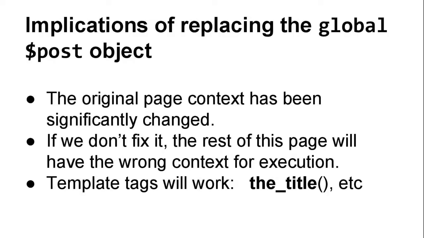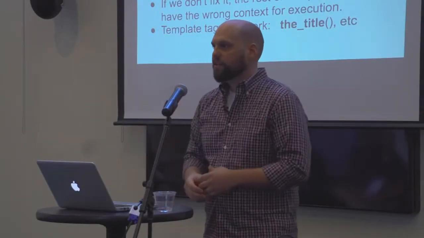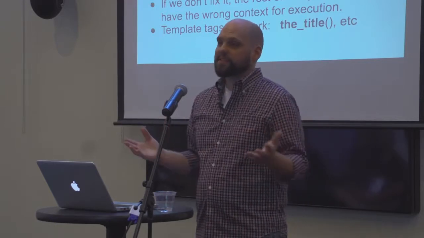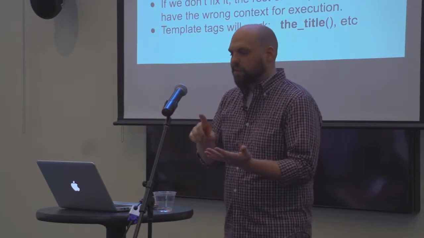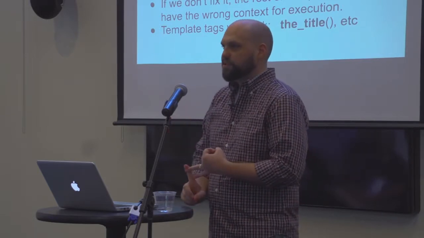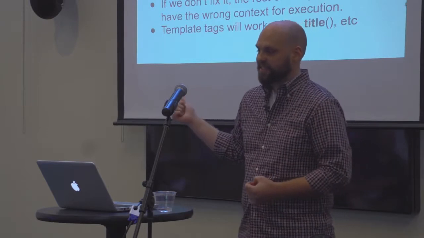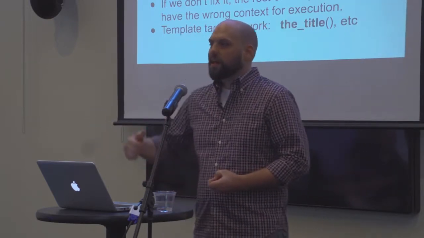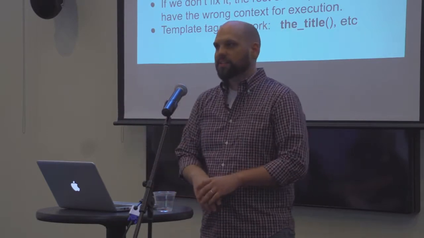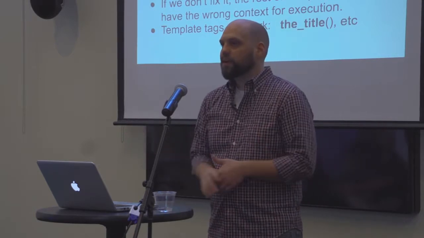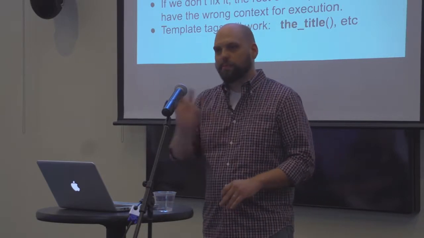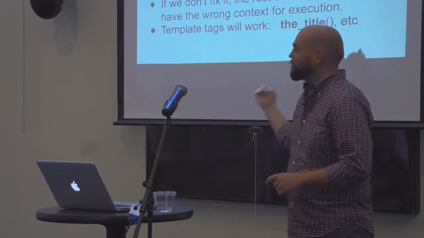Well, the implications of replacing the global post object can be very big, catastrophic to some degree. So the original page context, as determined by the rewrite or the route or whatever you want to call it, has been significantly changed. If we've executed a new WP_Query and we've run the_post within that query, then we've lost the original WP_Query context as well as the original global post context. If we don't fix it, the rest of the page will have the wrong context for execution. So say you have a widget in the footer that relies on knowing what the current post being viewed is. Well, that widget won't have post information anymore because we've blown away the global post object and replaced it with something from our loop.